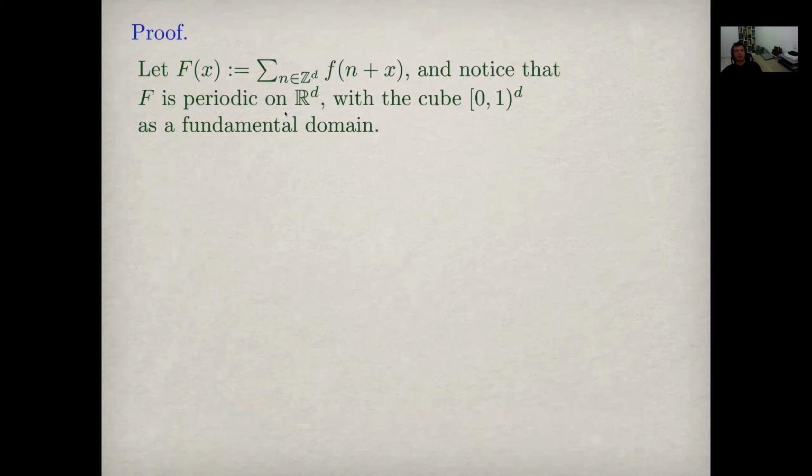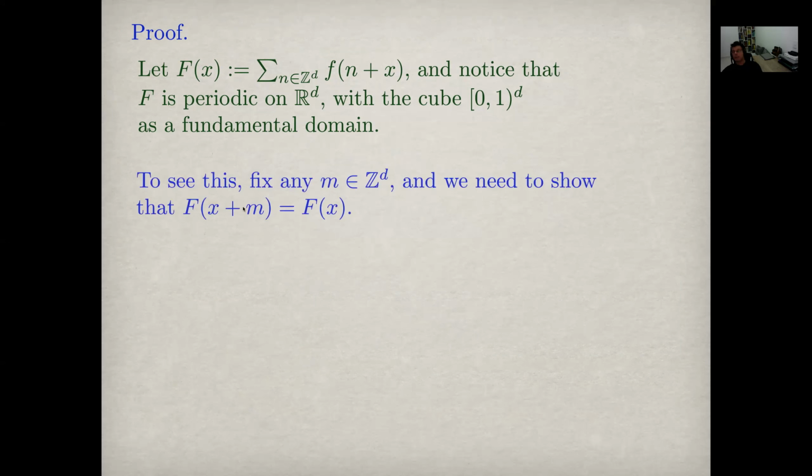All right, let's see the proof. Let's look at the periodized capital F. Again, very similar to the example we had. We start with little f, we periodize it to form this capital F. And what is the period? Since we're in d dimensions, the period is going to be the unit cube again. Now I'm going to use the open cube. I probably should have used the open cube throughout. In any case, it's periodic with the half-open unit cube as a fundamental domain.